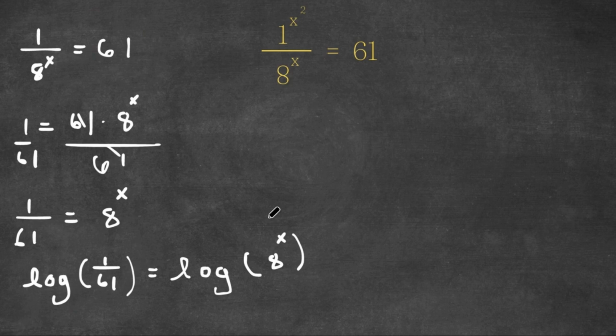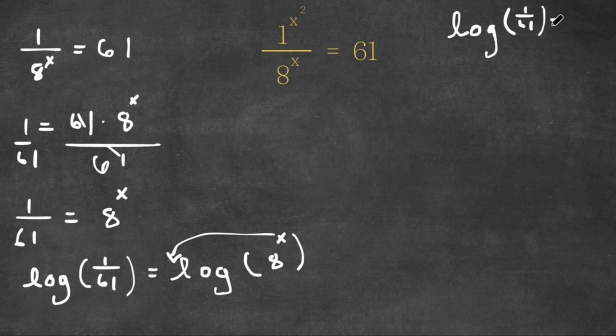Now, the power property of logarithms states that if we have something in the form log of a to the power of x, we can actually move this exponent to the front of the log. So this is going to be equal to log of 1 over 61 is equal to x times log 8.